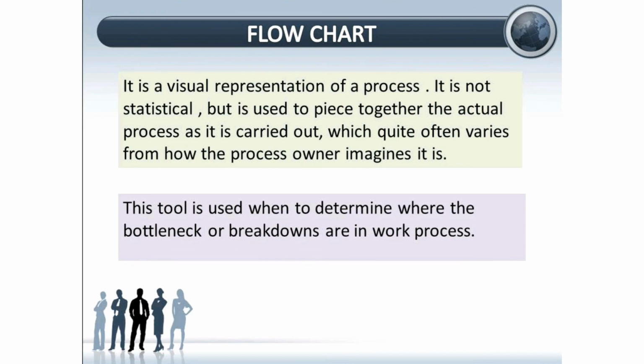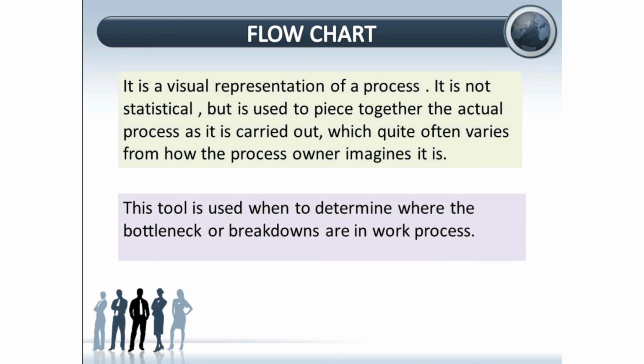Flow chart. It is a visual representation of a process. It is not statistical, but is used to piece together the actual process as it is carried out, which quite often varies from how the process owner imagined it. This tool is used to determine where the bottlenecks or breakdowns are in work progress. It is sometimes called a process map.